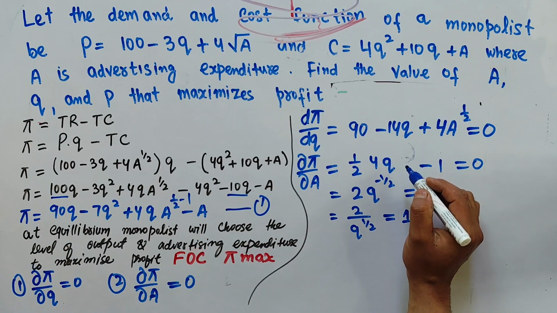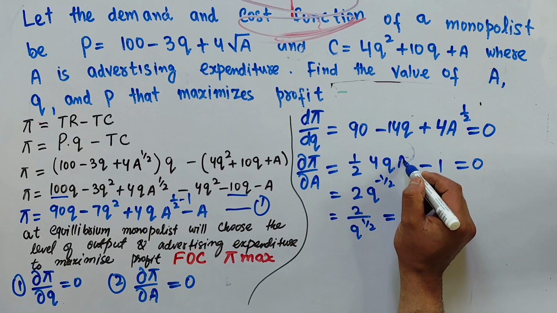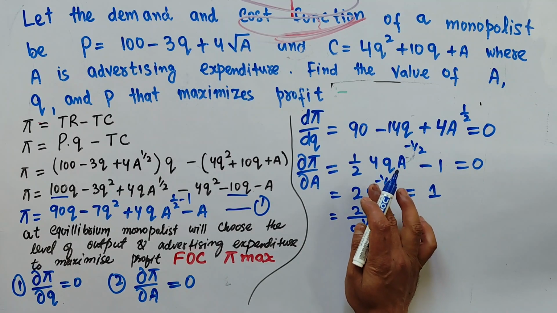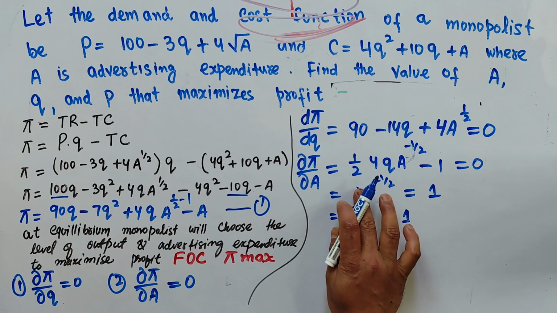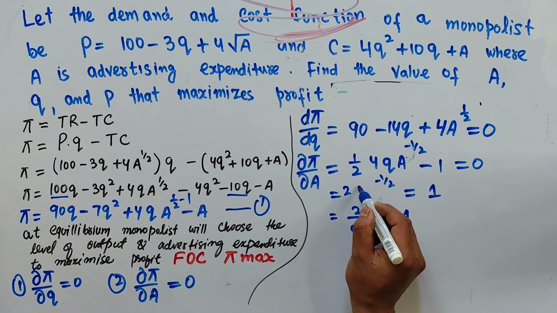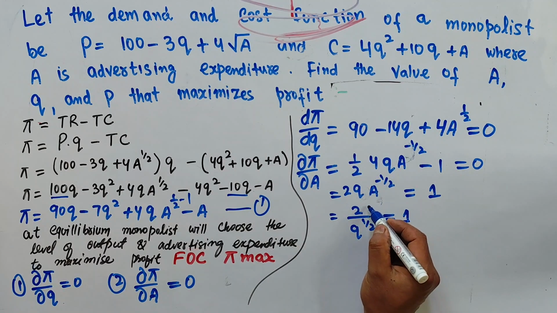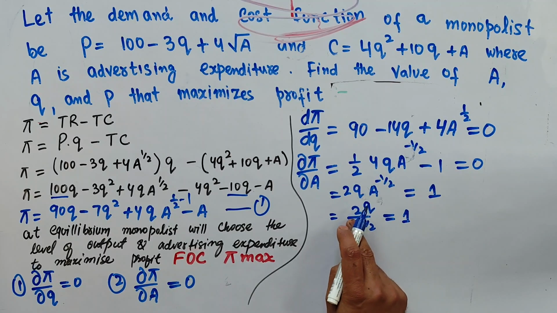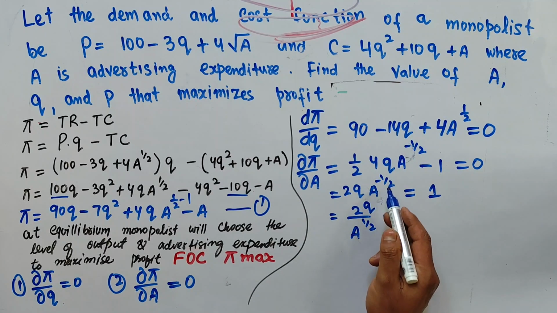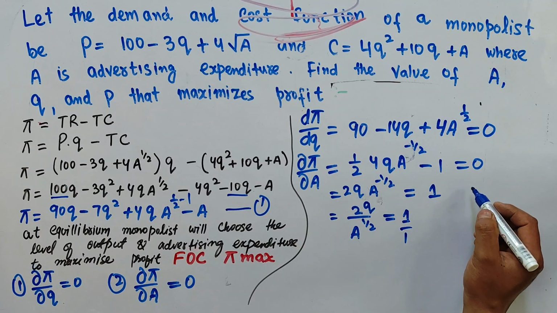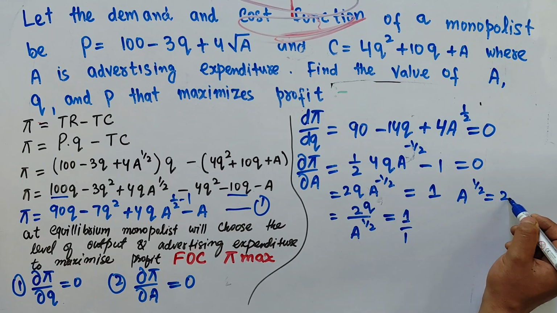Okay, so we have q times a raised power minus 1 upon 2, and here also we have twice q a raised power 1 upon 2. Okay, so here we have 2q a raised power 1 upon 2. When we transpose, the exponent sign will change. Okay, so cross multiplying here, we will get a raised power 1 upon 2 is equal to twice q.